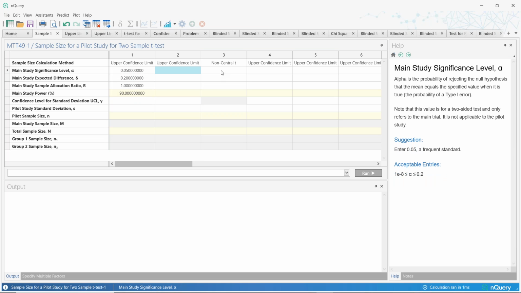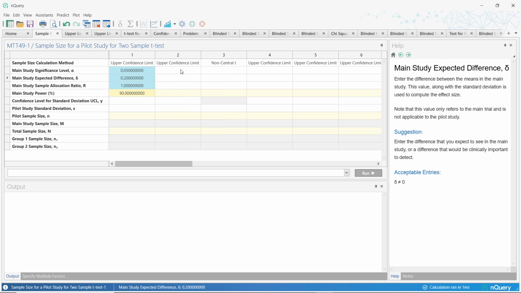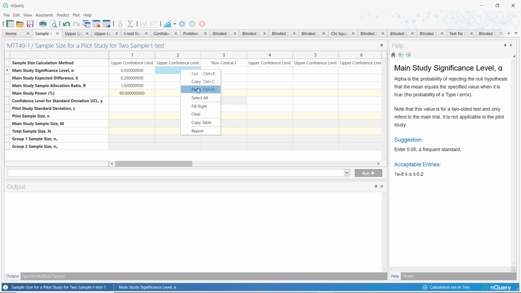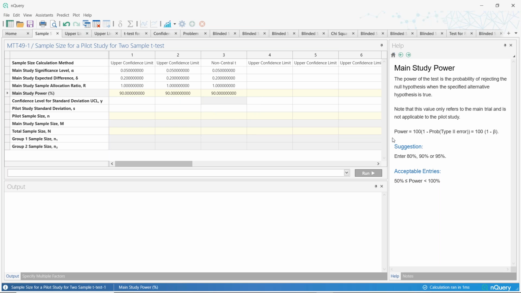So if you're not familiar with nQuery, each row corresponds to either an input or an output required for the calculation. And you can get some context for what each row is by looking at the help card here on the right, which gives a brief overview of what this input is. The yellow rows are ones which we can calculate for.